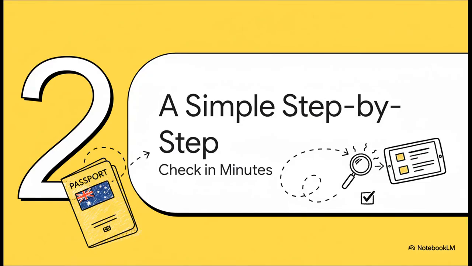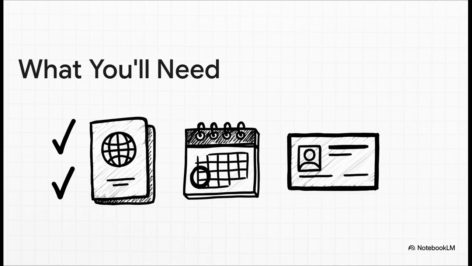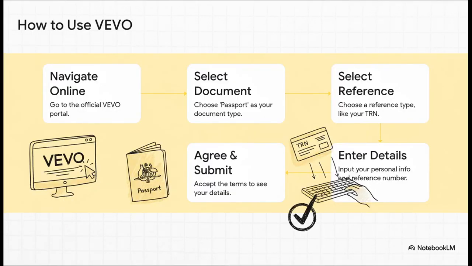So you're probably thinking, okay, government website, this is going to be complicated. But it's not. It's actually super straightforward. Let's walk through it. You can get this done in literally a couple of minutes. All right, before we jump in, you'll just need to grab a couple of things. Get your passport handy, you'll obviously need your date of birth, and then you'll need a reference number. This could be your TRN, that's the transaction reference number, or maybe the Visa Grant number you got in your official letters.